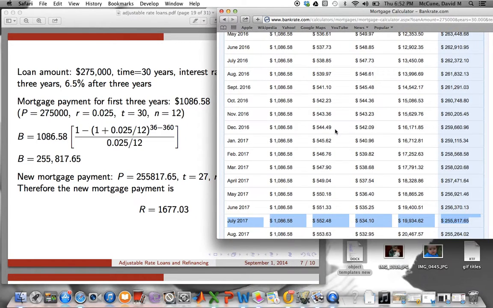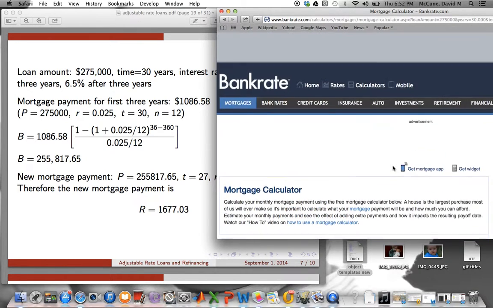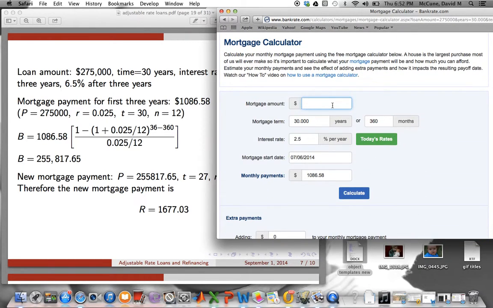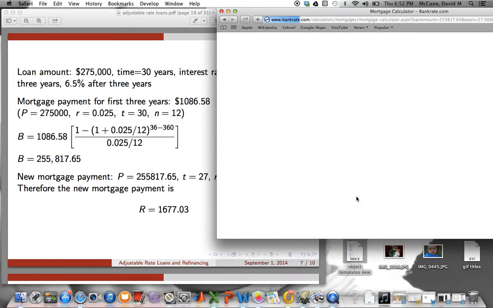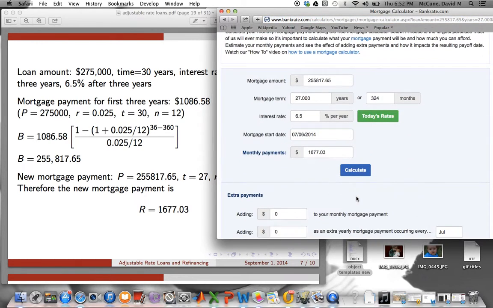Now what do you do? You take that number, 255,817.65, that's your new principal amount. So just come back up here where it's going to calculate payments for you and type in 217.80, and I've already done this, right? 255,817.65. The new time period is 27 years because you're 3 years into it. The new interest rate is 6.5%. And now ask it to calculate your new payment. And you get $1,677.03, which we already got.